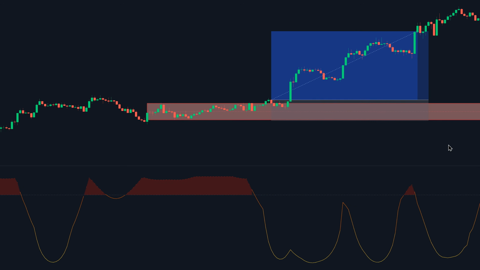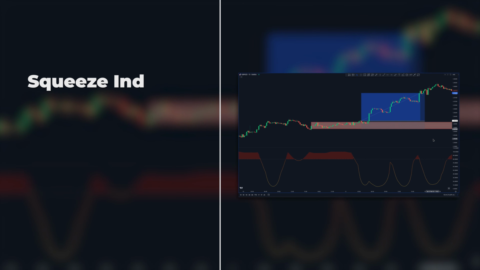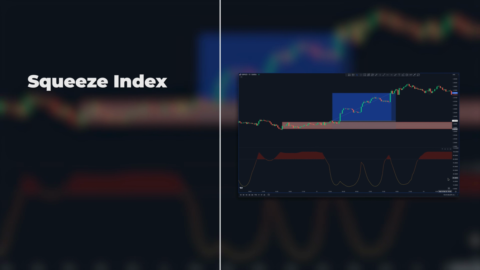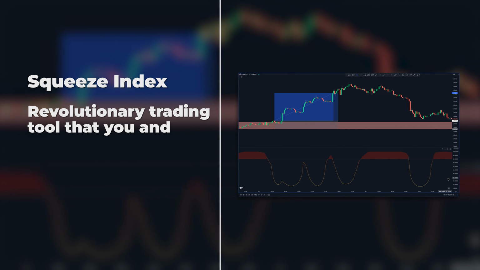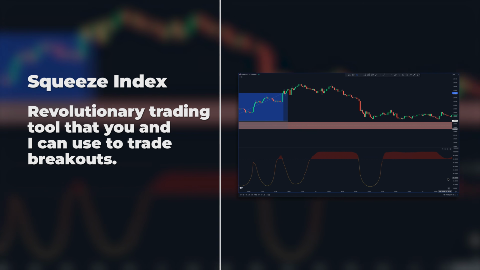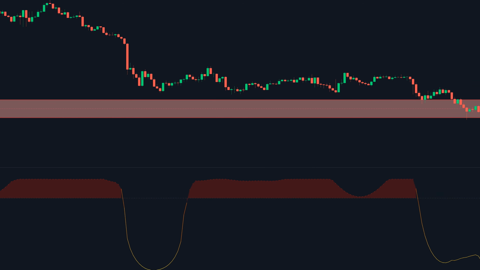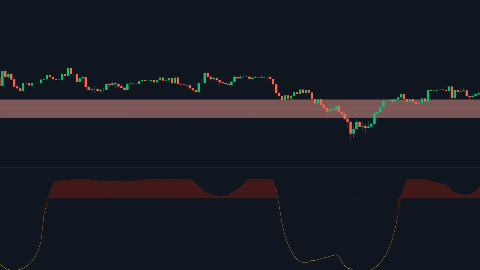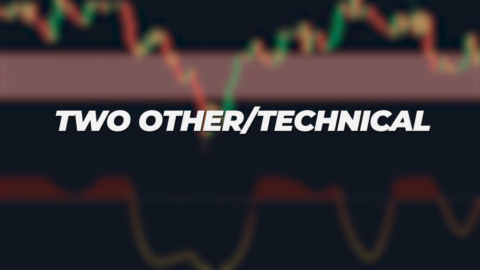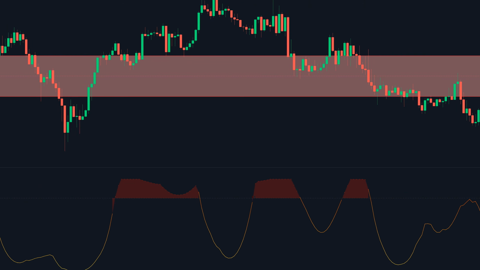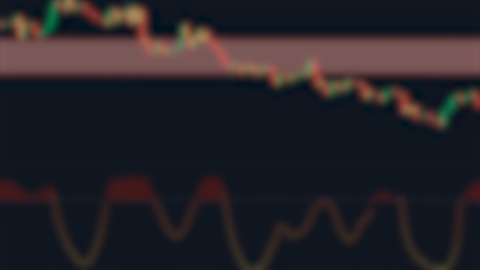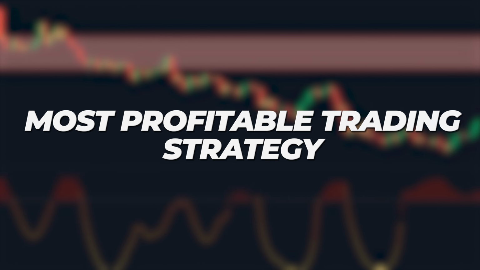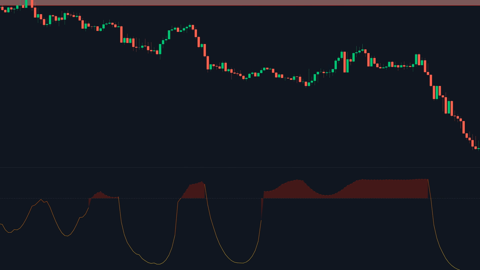Ladies and gentlemen, this indicator is called the squeeze index, developed by Lux Algo. It's a revolutionary trading tool that you and I can use to trade breakouts or basically take advantage of ranging markets. In this video, we're gonna combine this indicator with two other technical indicators to create a strategy that might just be the most profitable trading strategy you've ever seen. So stick around because it's gonna be a wild ride.